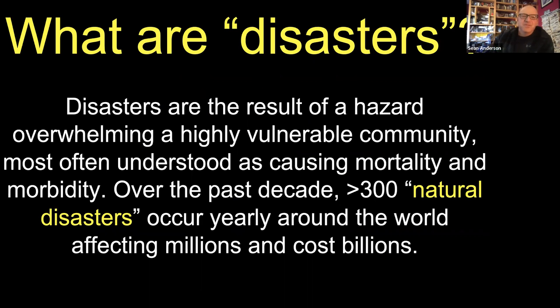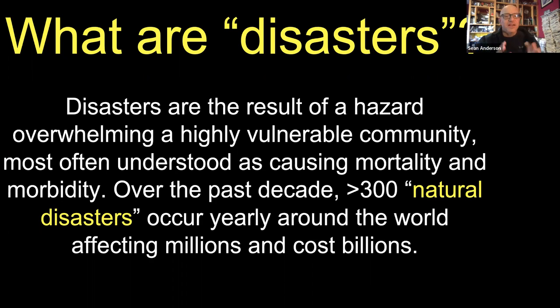Disasters. What do you mean by disasters? So disasters are something that results from essentially people being in harm's way. So when we think about a disaster, we typically think about this in human terms, in anthropocentric terms. And the most common things that first jump into our head are mortality and morbidity. So people passing away or becoming injured or sick in some way, shape, or form.